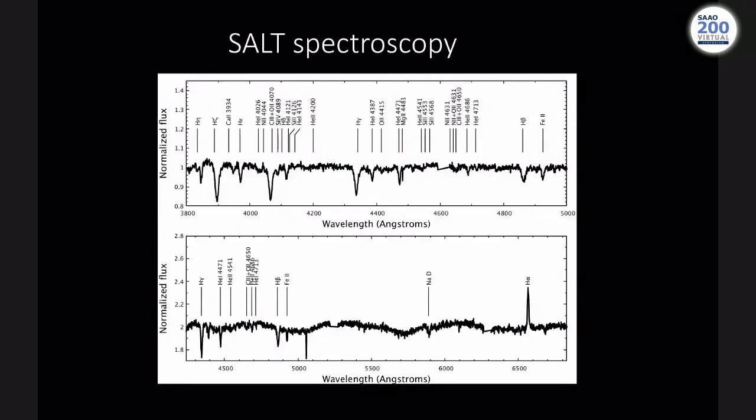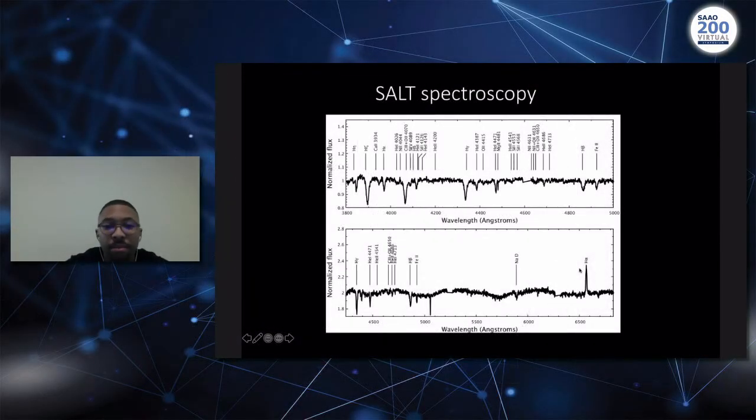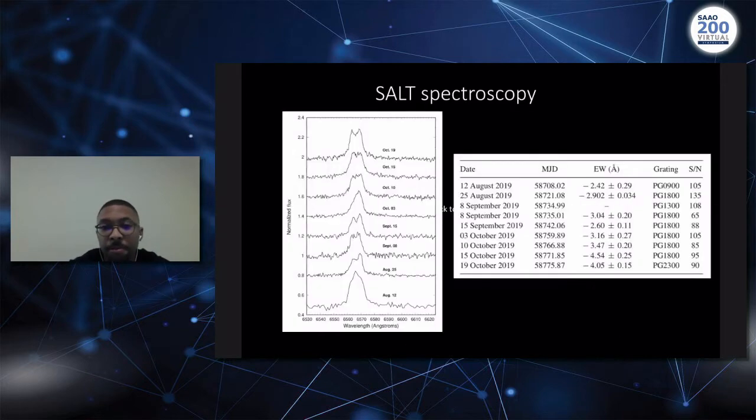So we followed it up with SALT during its most recent optical outburst, where we wanted to look at the optical spectroscopy. The top panel here shows the blue spectrum with some of the lines labeled. So it's clearly an early type star. And the bottom panel shows most of the optical region, covering the red and the blue. But what's interesting here is that we see the H alpha line for the first time in emission. So this confirms the BE X-ray binary nature of this source.